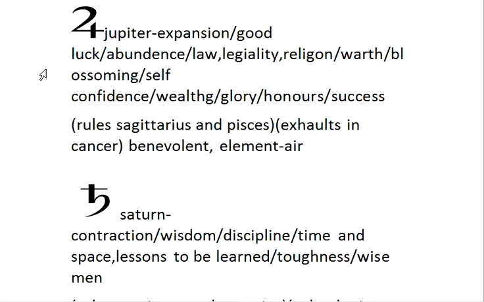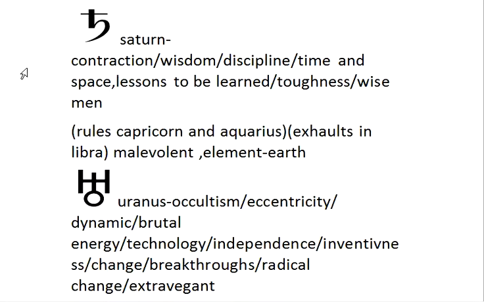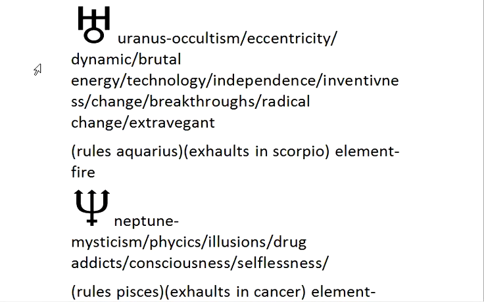Right, so where are we? Right, so Saturn represents contraction, wisdom, discipline, time and space, lessons to be learned, toughness, wise men. Rules Capricorn and Aquarius, exalts in Libra, it's malevolent, its element is earth. Okay, Uranus represents occultism, eccentricity, it's a dynamic, brutal energy, represents technology, independence, inventiveness, change, breakthroughs, radical change, extravagance. Rules Aquarius, exalts in Scorpio, element is fire.